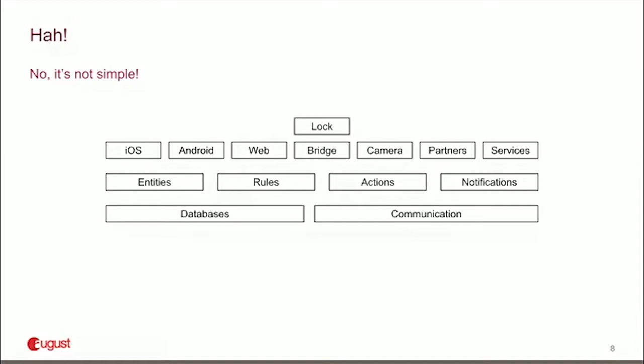We have the bridge and the camera that both have to talk to our services, and we have partners that consume our APIs. Comcast, Logitech, and various other companies allow the operation of an August Smart Lock through their system. And then you have other external services. We didn't build an SMS system. We didn't build a system to send emails. We didn't build a system to send push notifications. We use other services for all that. So all those things have to be hooked into your backend as well.